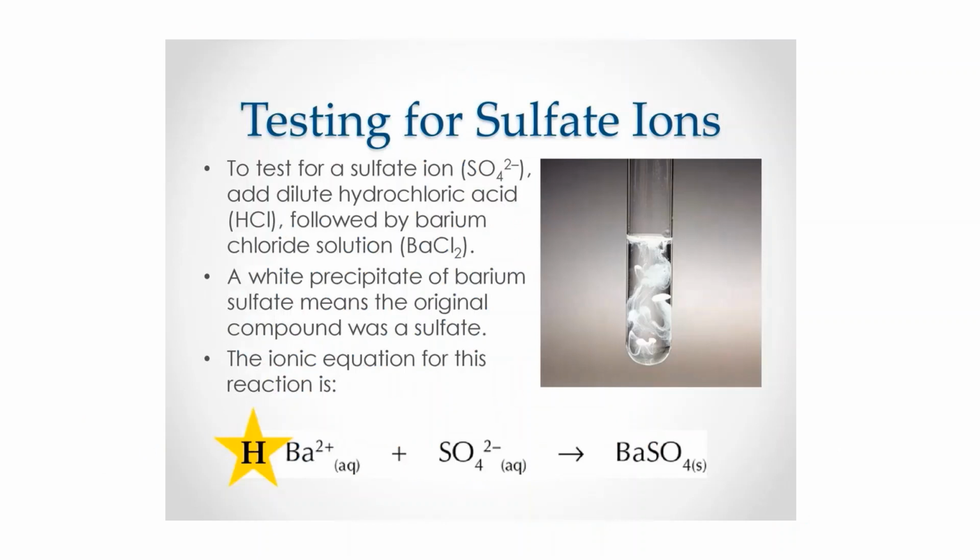And then for testing of sulfate ions, to test for sulfate ions, you need to add dilute hydrochloric acid followed by barium chloride solution. A white precipitate of barium sulfate means the original compound was a sulfate. The ionic equation is: Ba2+ aqueous plus the sulfate ion, SO4 2- aqueous, gives you BaSO4. Because the sulfate ion has a charge of 2 minus and the barium has a charge of 2 plus, they naturally combine together, producing BaSO4, because the 2 minus balances out the 2 plus.